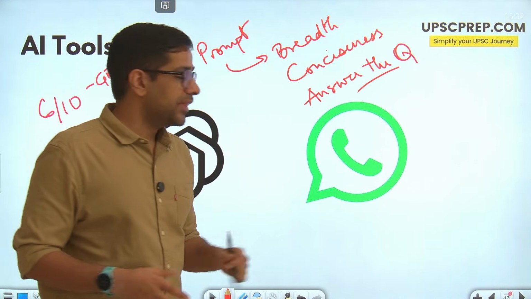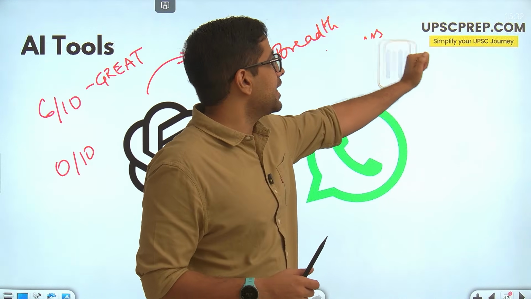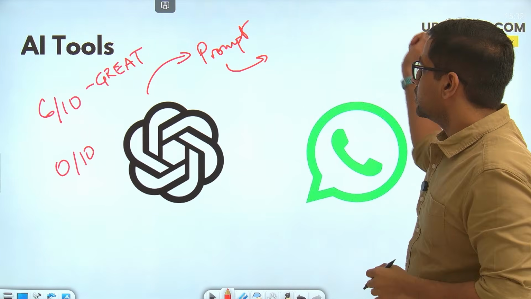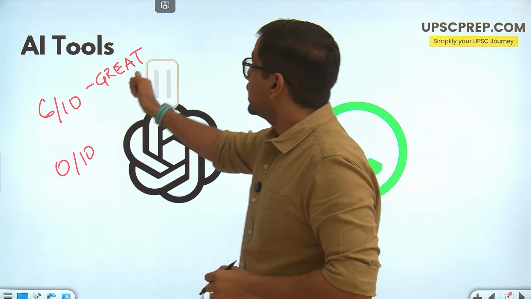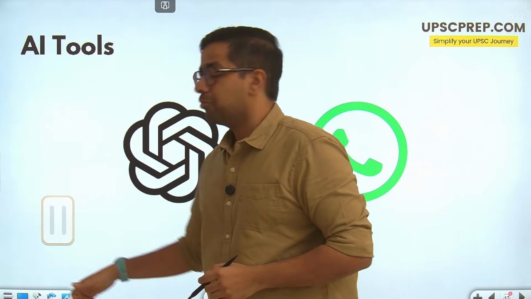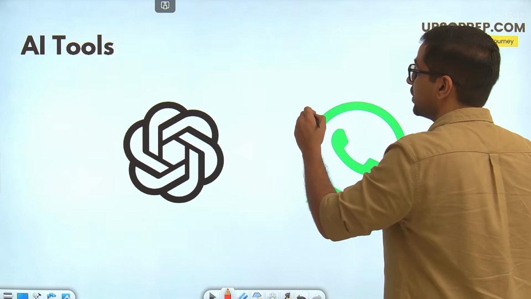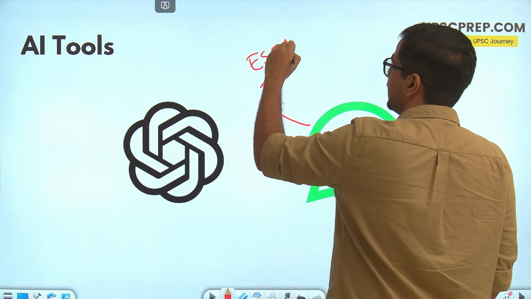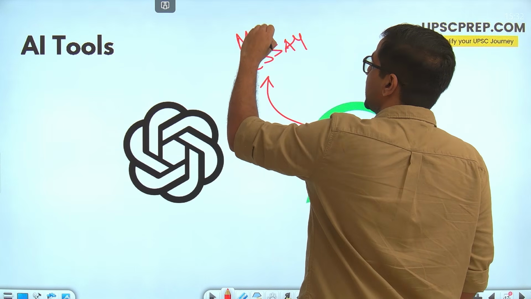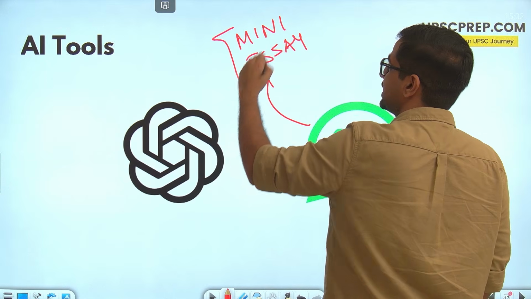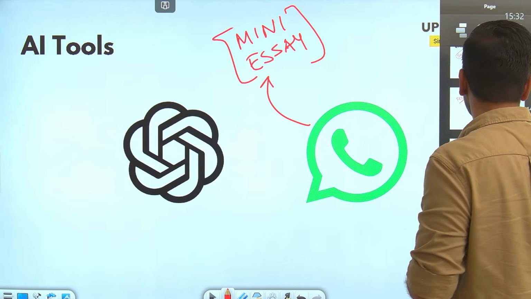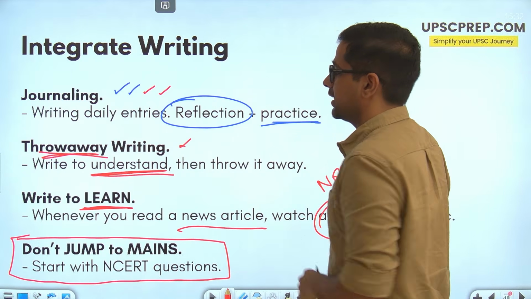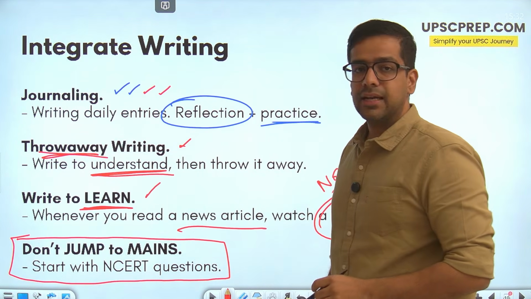How do you use WhatsApp? Now, a lot of you might have seen that Meta AI is now built into WhatsApp, while it is absolutely annoying because I didn't want it there, but now that it is there and I can't do anything about it, why not use it? So how do I use it? Let's say that you write those short essays, right? Let's call them mini essays. So what are these mini essays? Mini essays are these things that we were talking about here. This throwaway writing, this writing to learn part.